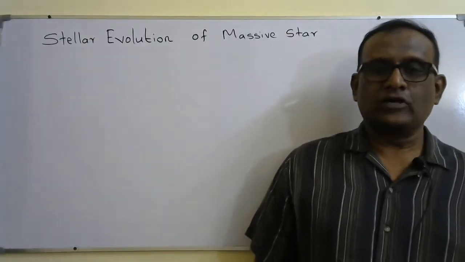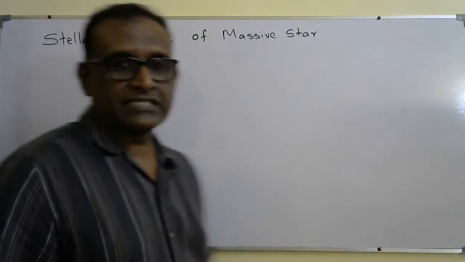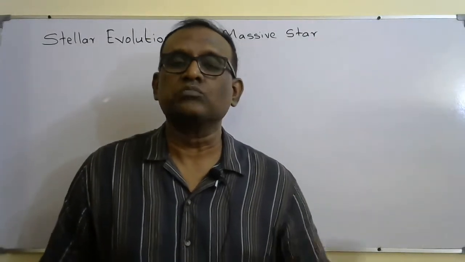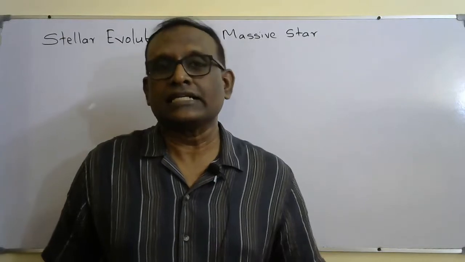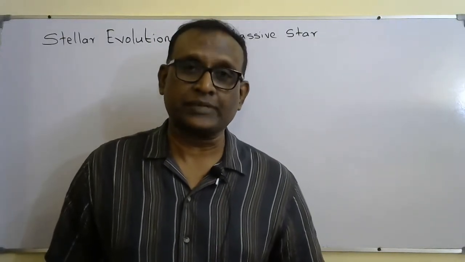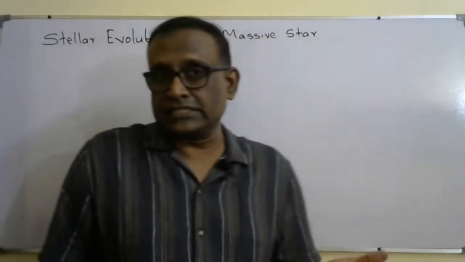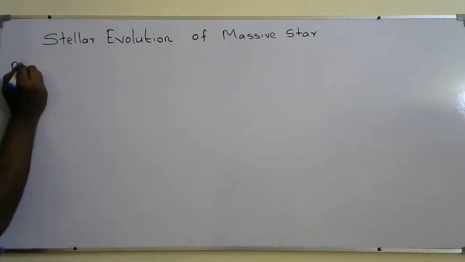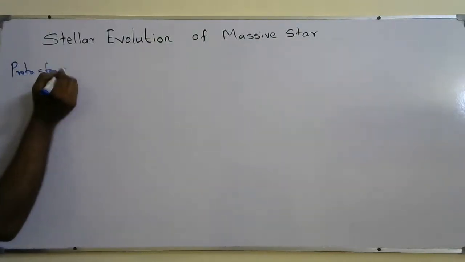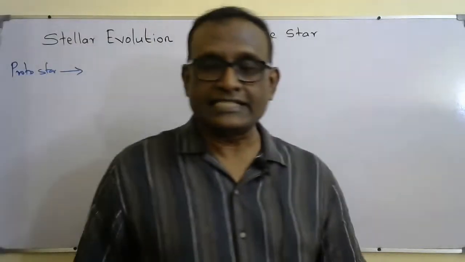Okay, so next thing is about stellar evolution of a massive star. Massive star means the mass of the star is more than 4 times the solar mass. You know what's the specialty there? The inward gravitational pressure will be much higher, so the rate of fusion will be much higher. So here also the initial state is the protostar. When it gets more and more hydrogen nuclei, it will become a main sequence star.